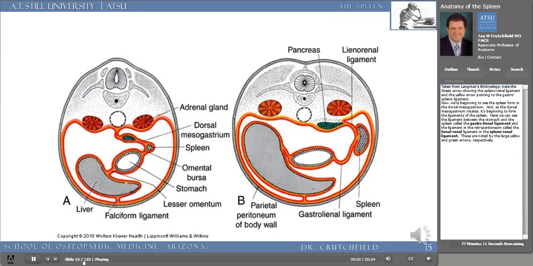Now we're actually beginning to see the spleen form in the dorsal mesogastrium. And as the dorsal mesogastrium rotates, it's beginning to form the ligaments of the spleen. Here we can see the ligament between the stomach and the spleen, called the gastrolienal ligament, and the ligament in the retroperitoneum, called the lienorenal ligament, or the splenorenal ligament. These are noted by the large yellow and green arrows respectively.